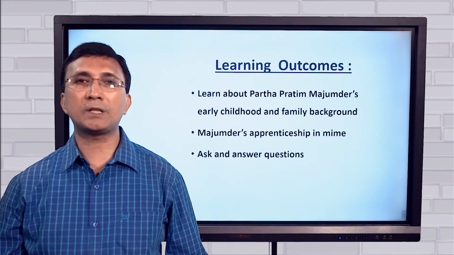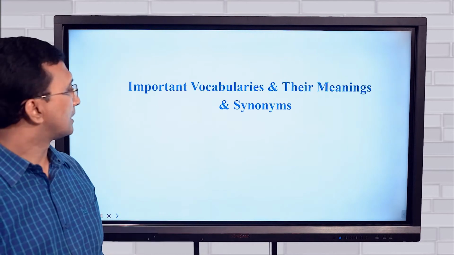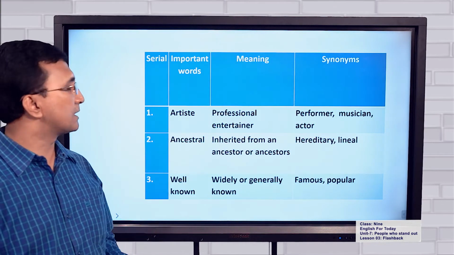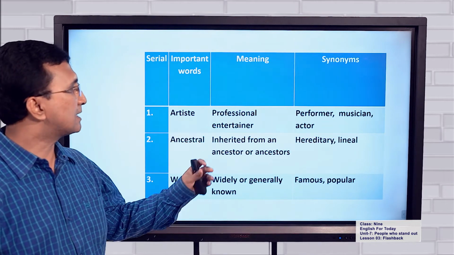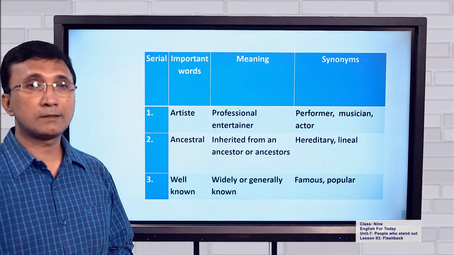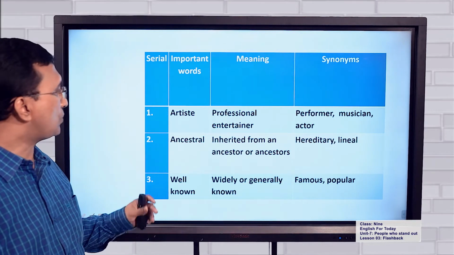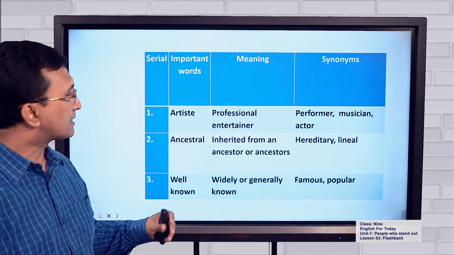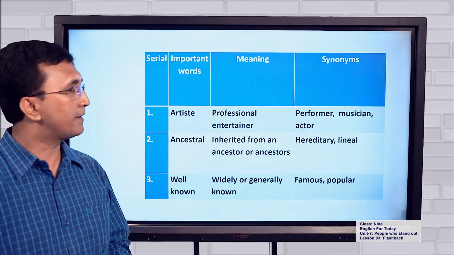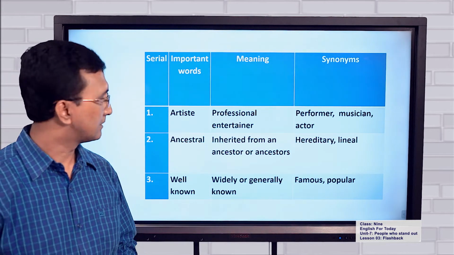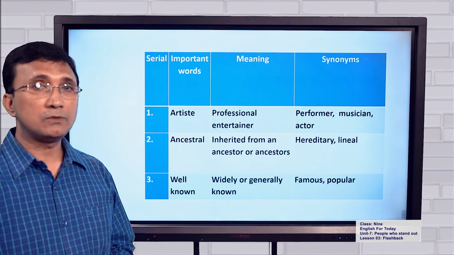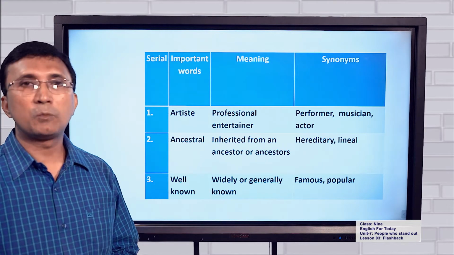Let's see some important words and their meanings. Important vocabularies and their meanings and synonyms. The very first word is artiste. It means professional entertainer. The synonyms are performer, musician, actor. Number 2, ancestral. It means inherited from an ancestor or ancestors. The synonyms are hereditary, lineal. Number 3, well-known. It means widely or generally known. The synonyms are famous, popular.